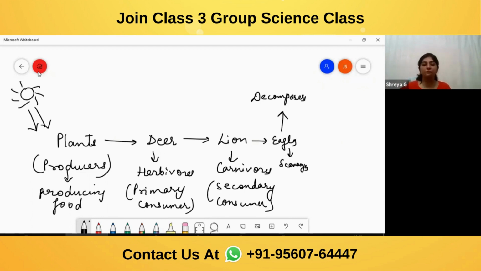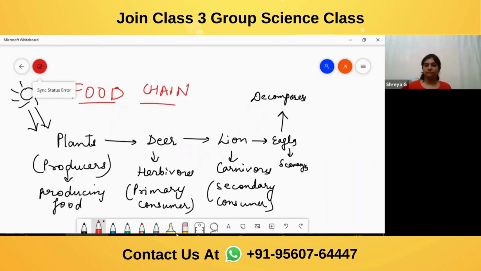This is known as the food chain. What does a food chain show? That one animal is eating the other. This is known as the food chain, one eating the other. The arrow is very important, which shows the deer is eating the plants, the lion is eating the deer, the eagle is eating the dead lion, decomposers are eating the dead eagle. This is known as the food chain. And what does the food chain show? It shows the flow of energy from one animal to another.